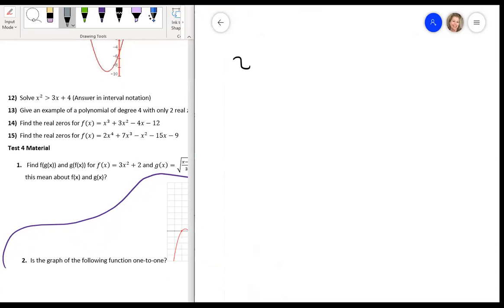All right, if you're looking for the zeros, you're literally looking for when this guy is equal to 0.